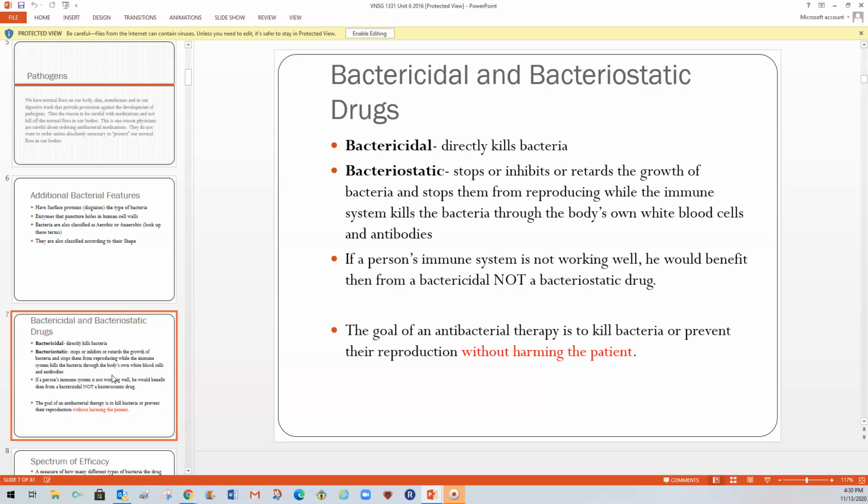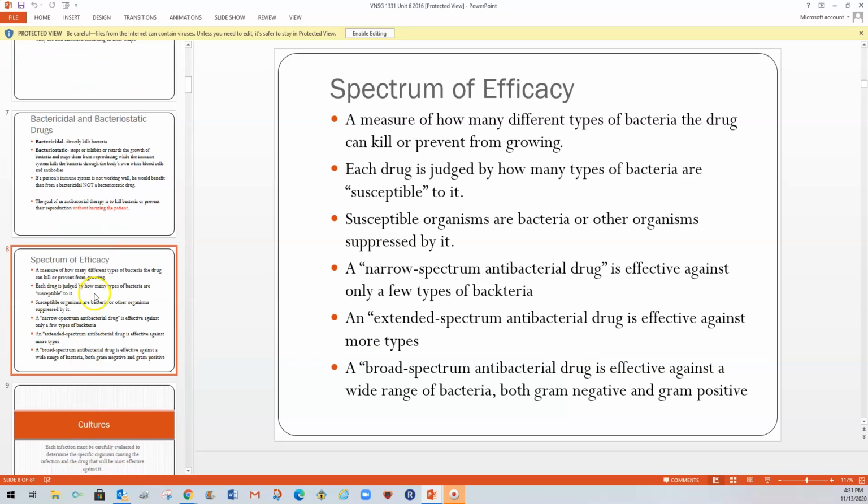We had to make sure we got the right kind. If a person's immune system is not working well, he would benefit from a bactericidal, in other words, something that kills the bacteria directly, not a bacteriostatic, which would inhibit it, because his immune system is not working very well. The goal is to kill the bacteria without hurting the patient.